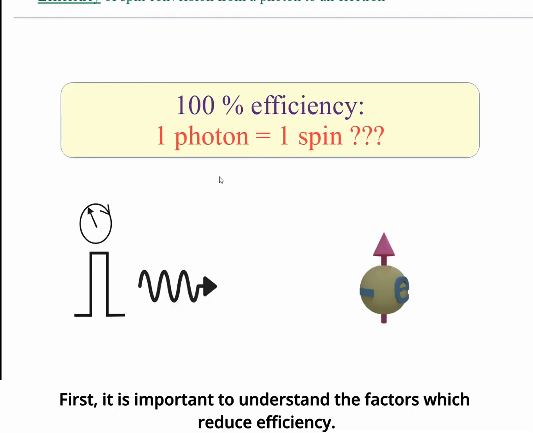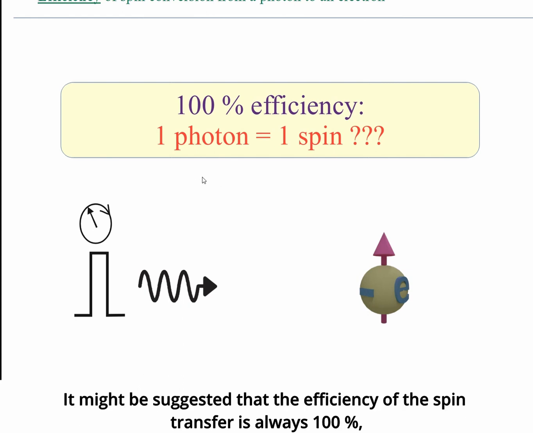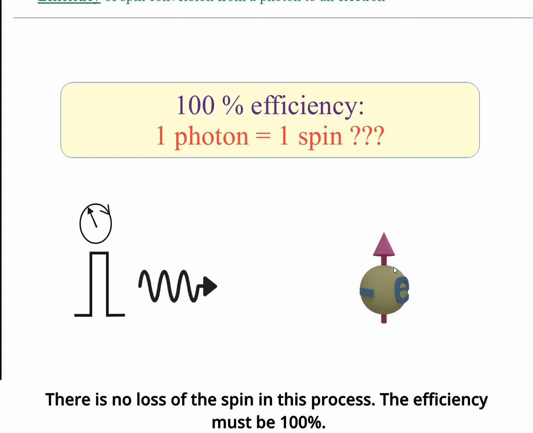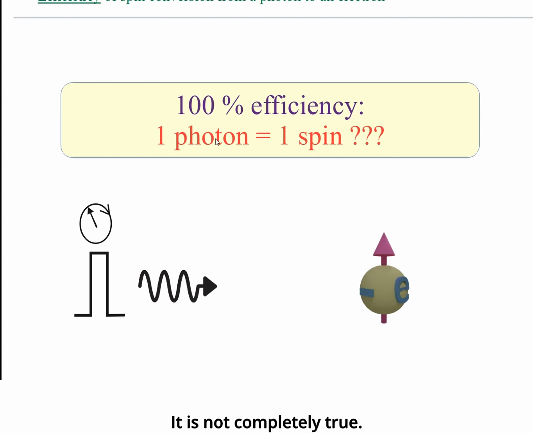First, it is important to understand the factors which reduce the efficiency. It might be suggested that the efficiency of spin transfer is always 100%, because the spin of a circularly polarized photon is just transformed to the spin of the electron. There is no loss of the spin in this process. The efficiency must be 100%, but it's not completely true.